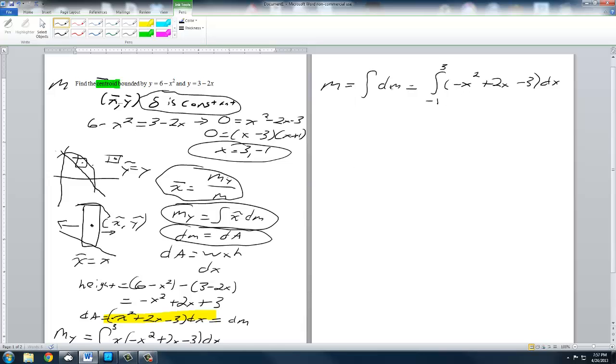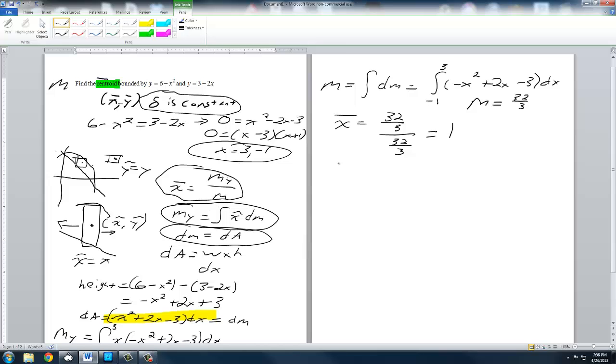So you notice that m, the mass, is very much like the moment about the y-axis. The only difference, if you look down here, is that there is an x being multiplied, the x tilde. That's the only difference. Again, I'm not going to do this integral, but if you do it, you will get 32 thirds. Which therefore makes x bar equal to My, the moment about the y-axis, 32 thirds, divided by m, which also is 32 thirds, and we get 1, and the x bar is finished.